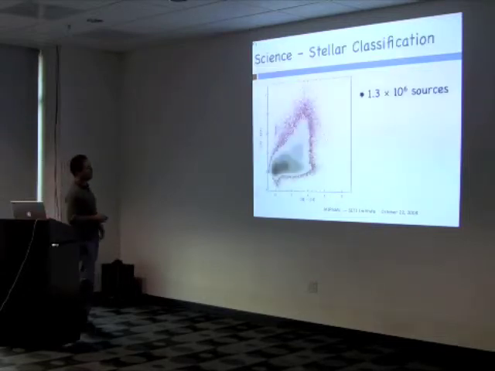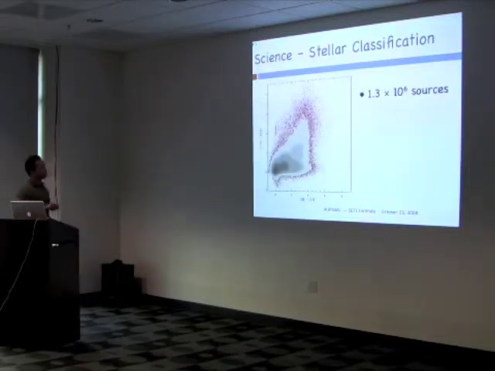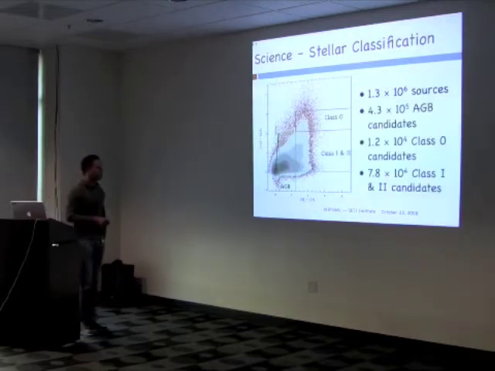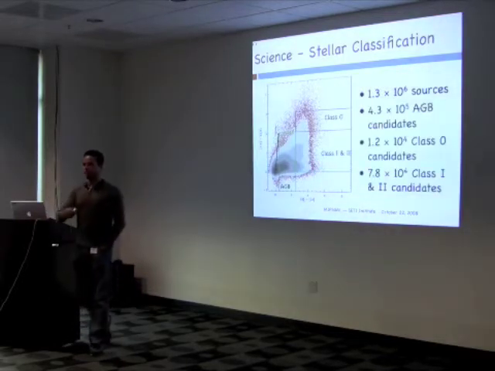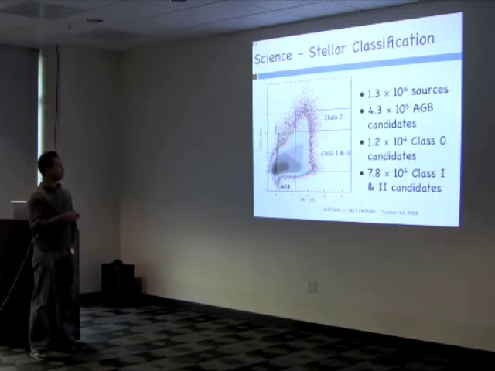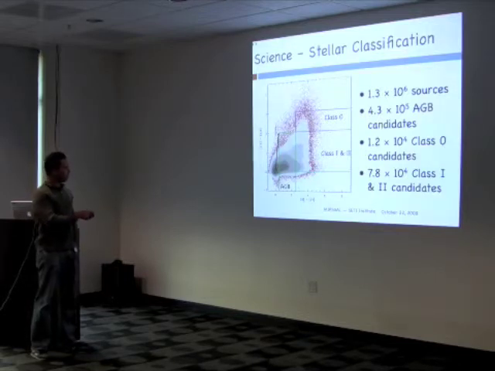Okay. In brief, the science that we have done, or that can be done: this is the data from just the first quadrant of our galaxy. Here I have plotted the GLIMPSE color versus the GLIMPSE and MIPSGAL colors. We have something like 1.3 times 10 to the 6 sources in this region. This can now be used to classify different sources. Class 0 objects, which are the youngest objects, just starting to form with disks, all fall in this region, class 1 and 2 here, asymptotic giant branch stars here.